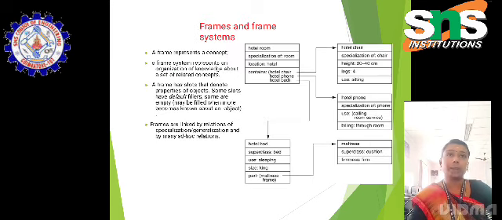Next, frames and frame systems. A frame represents a concept. A frame system represents an organization of knowledge about a set of related concepts. A frame has slots that denote properties of an object. Some slots have fillers. Some are empty, and may be filled when more becomes known about an object. Frames are linked by relations of specialization, generalization, and by many ad hoc relations.